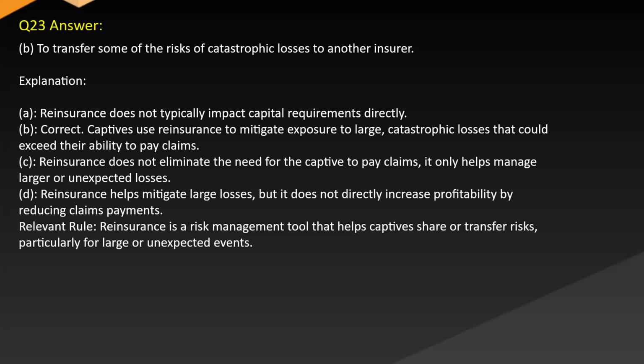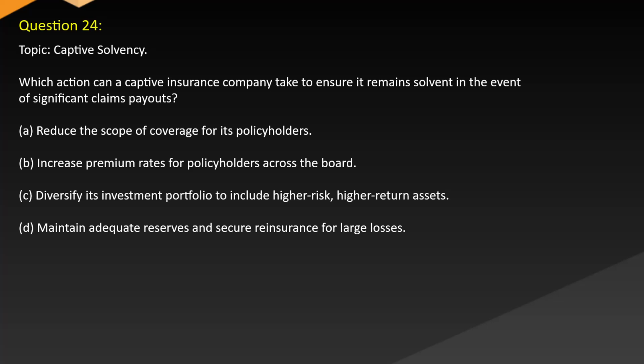Relevant rule: reinsurance is a risk management tool that helps captives share or transfer risks, particularly for large or unexpected events. Question 24. Topic: Captive solvency. Which action can a captive insurance company take to ensure it remains solvent in the event of significant claims payouts? A. Reduce the scope of coverage for its policyholders. B. Increase premium rates for policyholders across the board. C. Diversify its investment portfolio to include high-risk, high-return assets. D. Maintain adequate reserves and secure reinsurance for large losses.